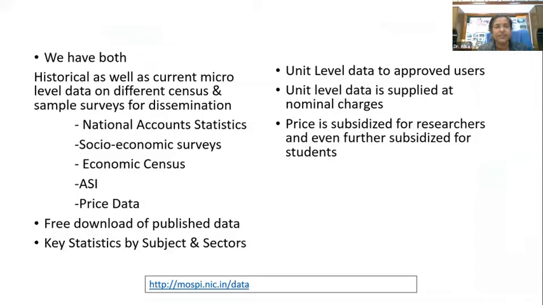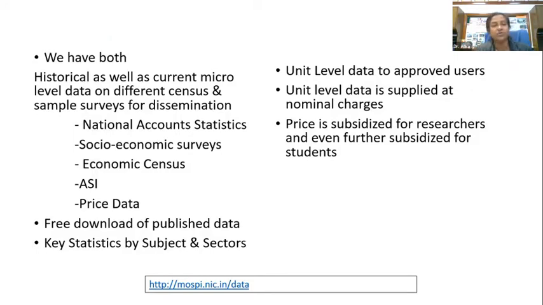As I just said, we have both historical as well as current micro level data, maybe on census also and sample surveys. I hope that you understand what we do in census collection of data and how we go for sample surveys. And an example is national account statistics, where if you want to collect data on macroeconomic variables like GDP, gross value added, consumption, or public and private investments, of course you need to go for the national account statistics.